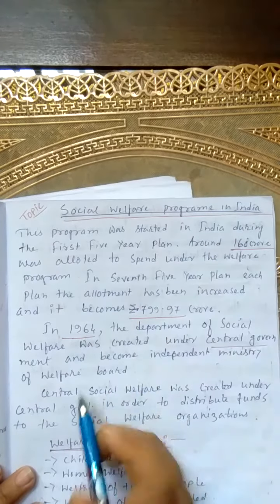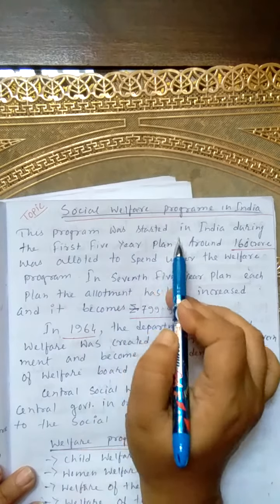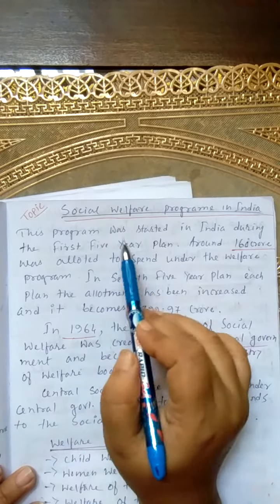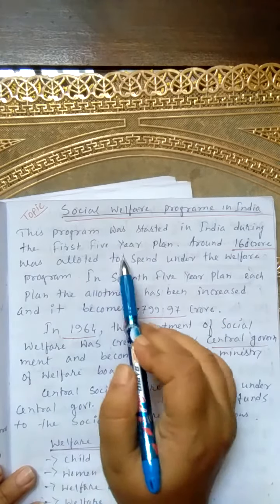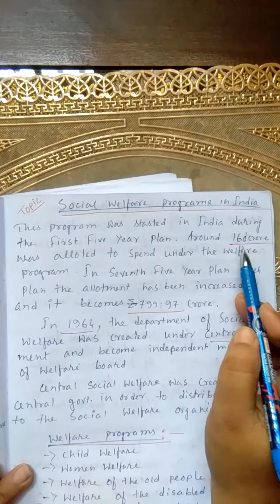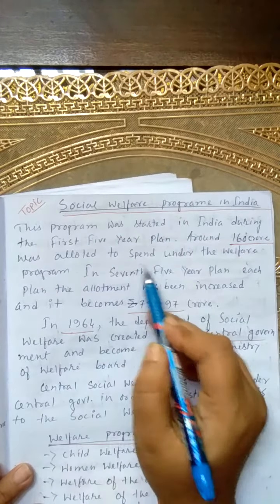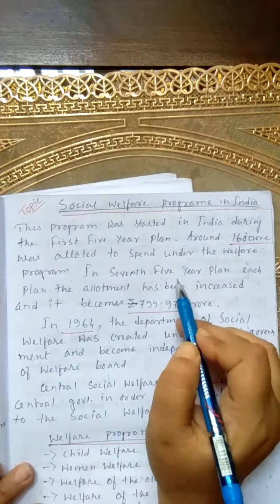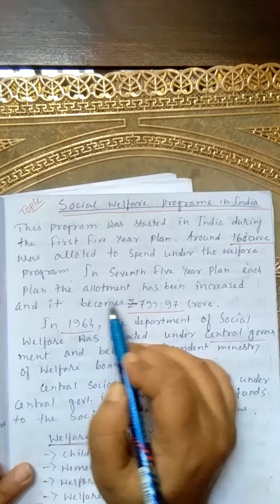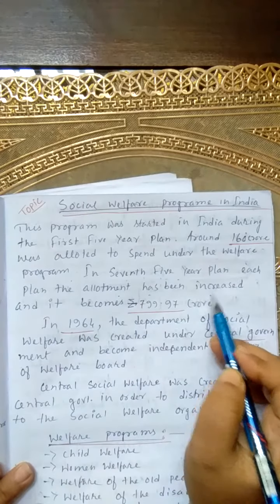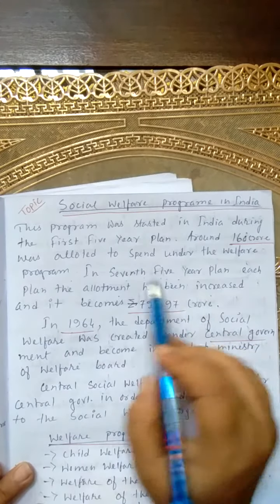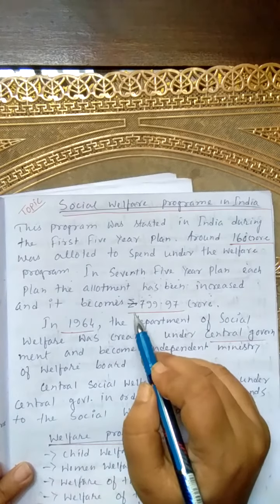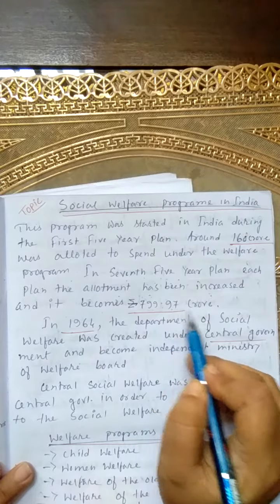Let's start. Social welfare programs were started in India during the first 5-year plan. Around 160 crore was allotted to spend under the welfare program. Understand? Over the 7 5-year plans, the allotment was increased in each plan and it became rupees 799.97 crore. Understand?